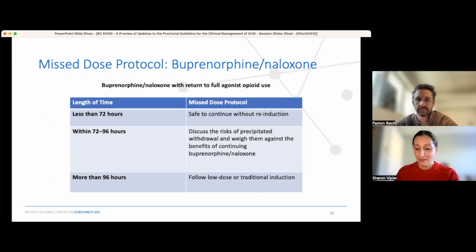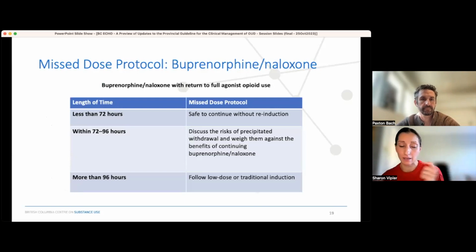So moving on to missed dose protocol for buprenorphine. There are different protocols for buprenorphine depending on whether the person has returned to full agonist opioid use or not, and that wasn't a clear delineation in our prior guideline. So for missed doses where the individual has returned to full agonist opioid use, there are a few considerations.